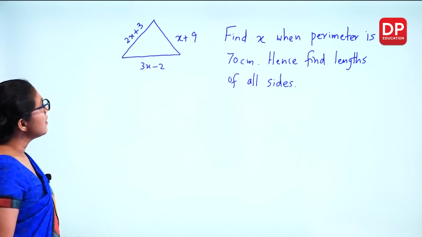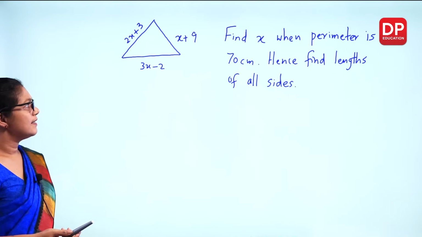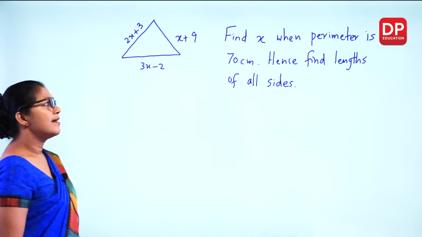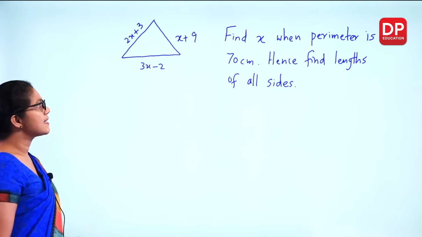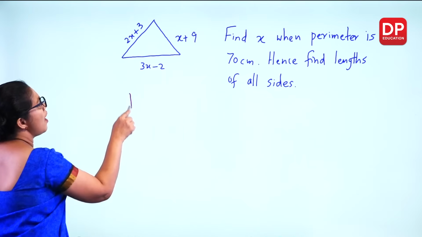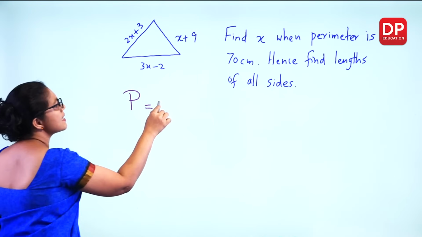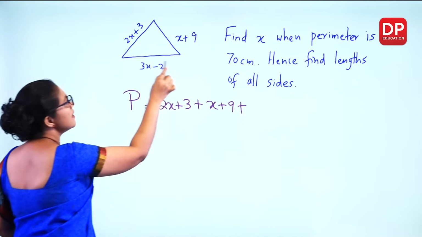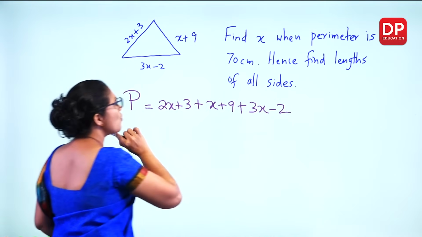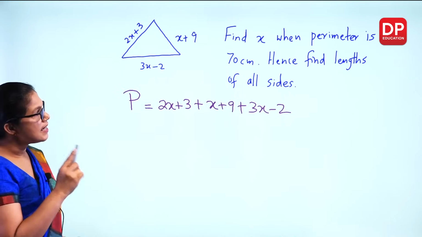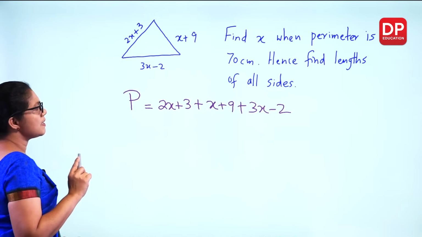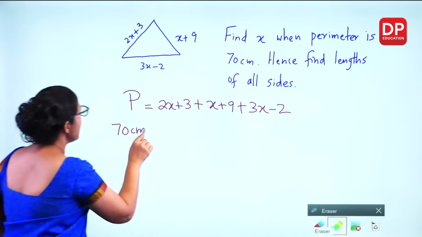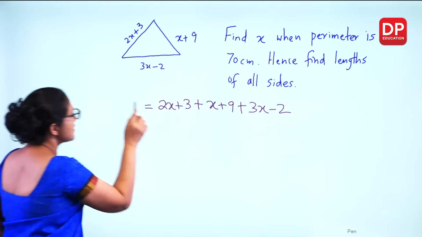Now here, this is an example for a scalene triangle. And you are asked to find out x when the perimeter is given as 70 centimeters, and hence, using x, find the lengths of all sides. So how can we do that? We know how we find out perimeter. We can just add all sides. So one side is 2x plus 3, the other side is x plus 9. What's the other side? This is 3x minus 2. So when you add all together, you get the perimeter. But in the question, perimeter is given as 70 centimeters. So I'll write here, instead of P, I can substitute 70.